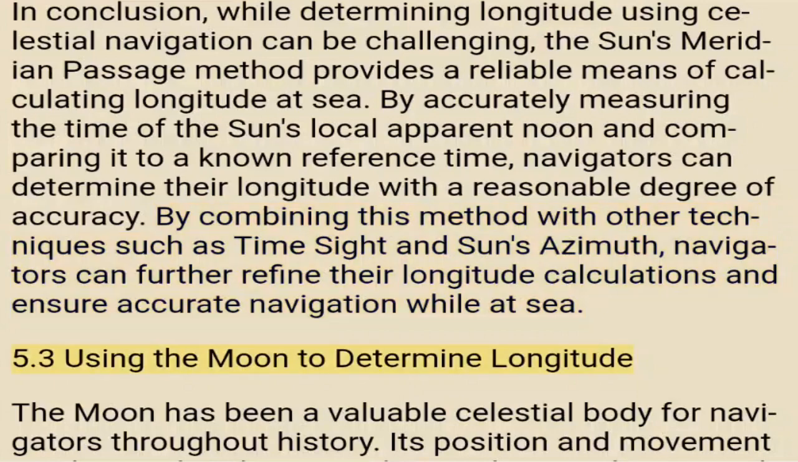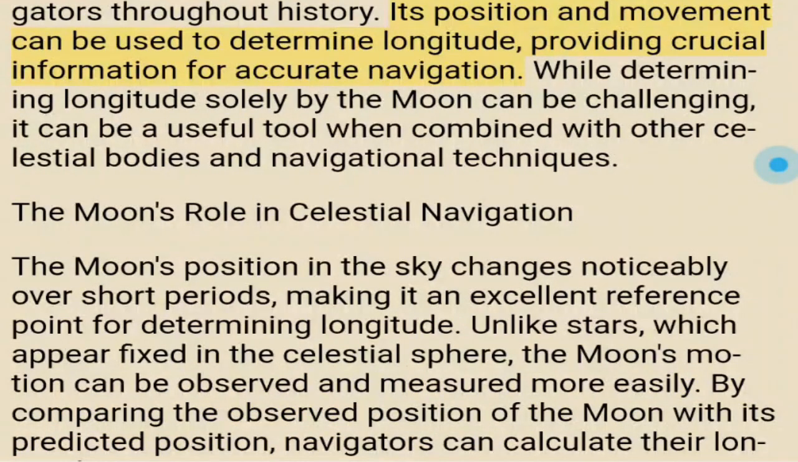5.3 Using the moon to determine longitude. The moon has been a valuable celestial body for navigators throughout history. Its position and movement can be used to determine longitude, providing crucial information for accurate navigation. While determining longitude solely by the moon can be challenging, it can be a useful tool when combined with other celestial bodies and navigational techniques.